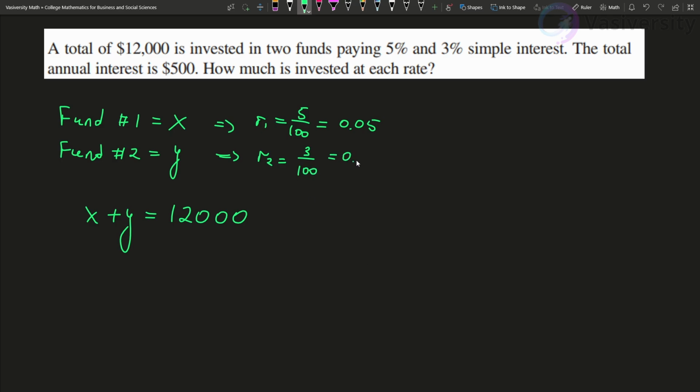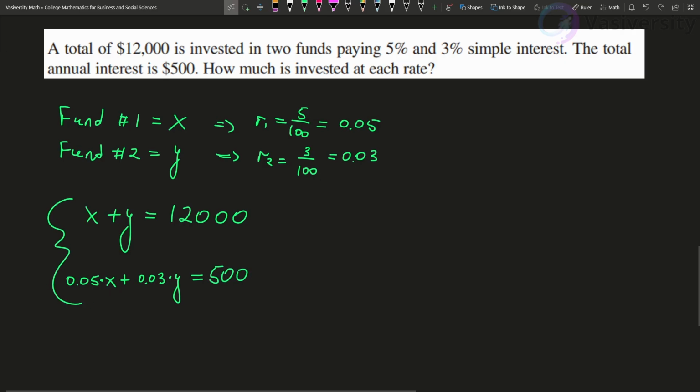And that's going to be 0.03. Okay. So now our second equation, we're told that the total annual interest is $500. So that means 0.05 times x plus 0.03 times y must add up to $500, right? Because that's the yearly interest, the annual. Okay. So clearly we do have two equations here. Two equations, two unknowns.